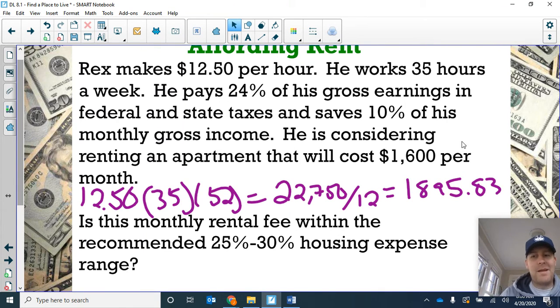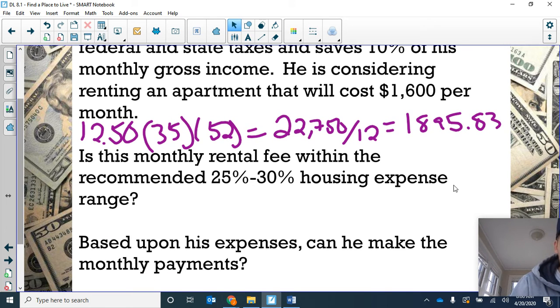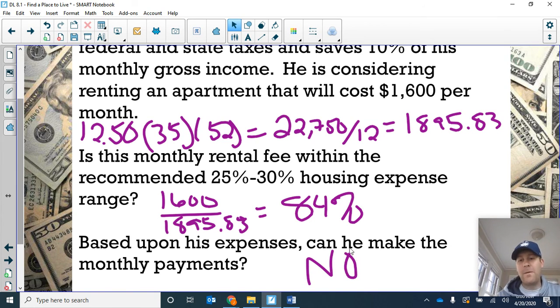Okay. I'm skeptical here, guys. Think you can afford a $1,600 a month apartment on an $1,800 income? Definitely not. But I want to see what that percentage ends up being. So if I take the 1,600 and divide it by 1895.83, that percentage ends up being 84%. Clearly, no, he cannot afford that amount.